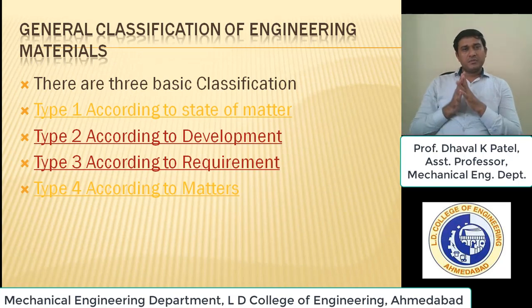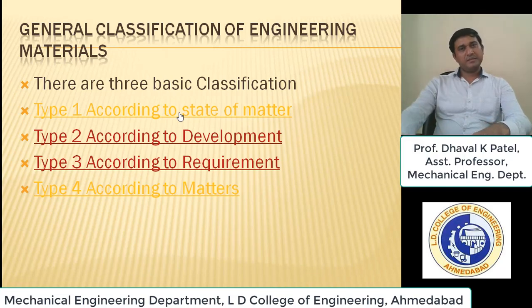Now let's go toward the classification of engineering materials. There are basically three kinds of classifications: according to the states of matter, according to the development, and according to the requirements. First, according to the states of matter. So let's see that one by one.